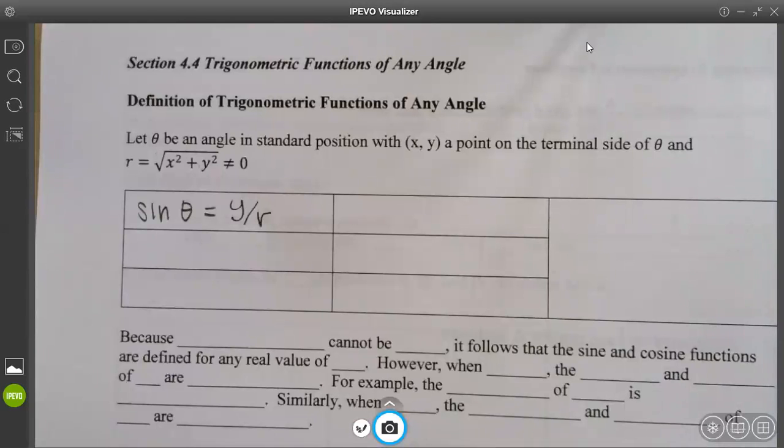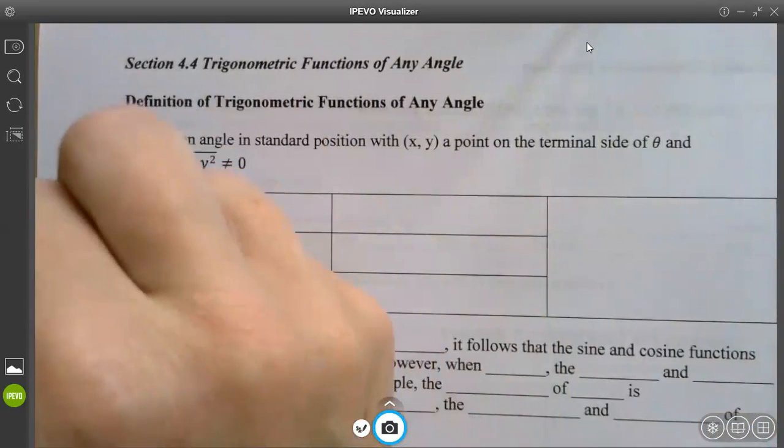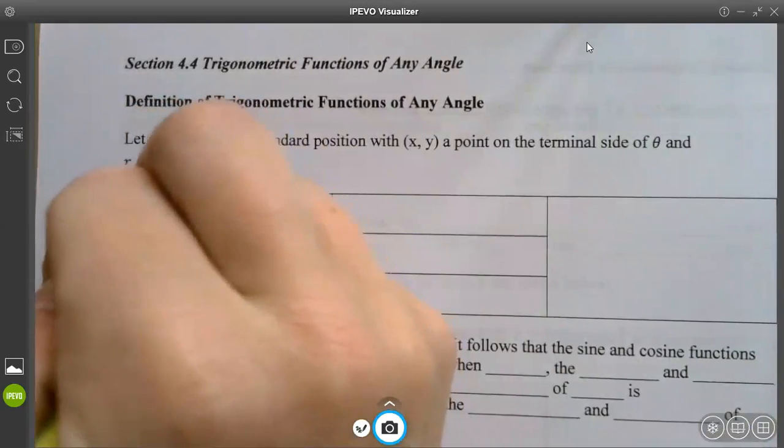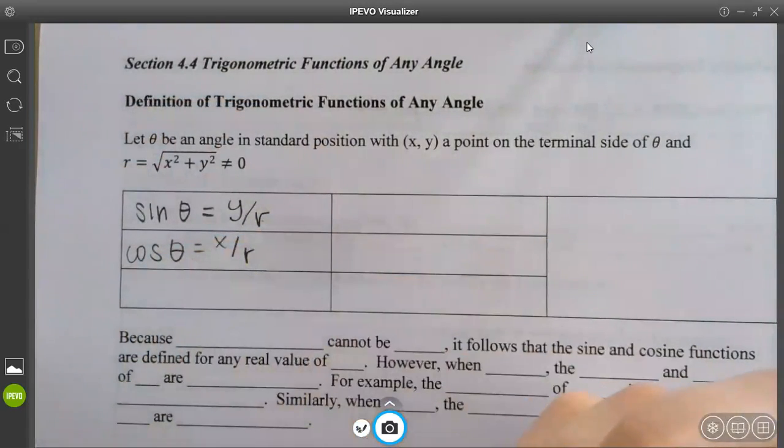Does everybody understand that? On our other one, we did not have it because we were specifically on the unit circle and our radius of the unit circle is 1. So y divided by 1 would be y. So what would that make cosine theta? Y divided by 1 is y. Because anything divided by 1 is itself.